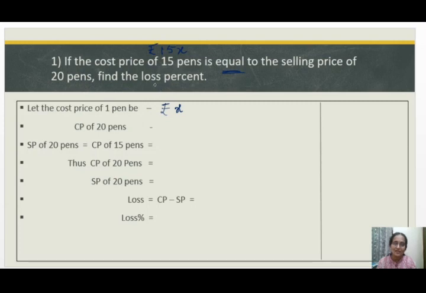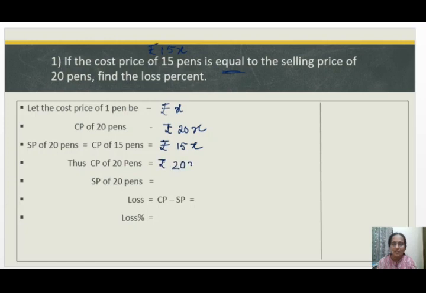Yes, it is written here, loss. So to find the loss, the selling price should be compared with the cost price. So we should know the cost price, right? When the cost price of 1 pen is rupees x, the cost price of 20 pens is rupees 20x. Now the selling price is given here. It is equal to the cost price of 15 pens, rupees 15x. Thus now we got the cost price. Once again let me write.